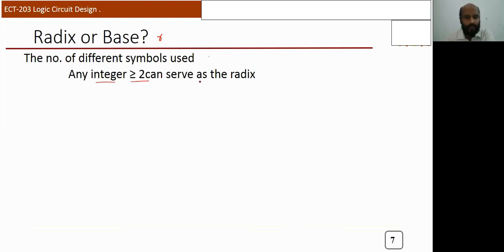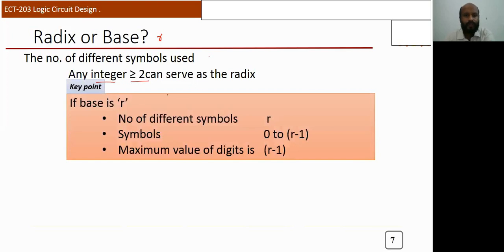So I can add 3 points. Again, some key points you can remember. If the base is r, you can say that there are r different symbols used in a particular number system. Another thing, the number system uses symbols from 0 to r minus 1. And the maximum value of the digit is r minus 1. By taking an example, I'll make it clear.